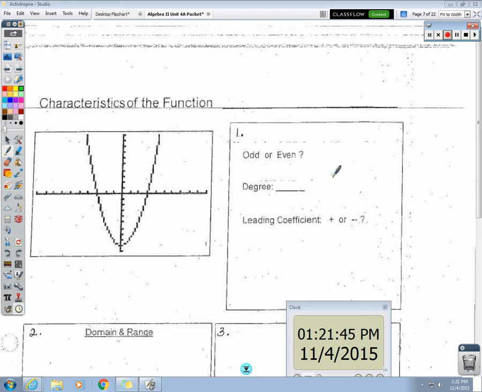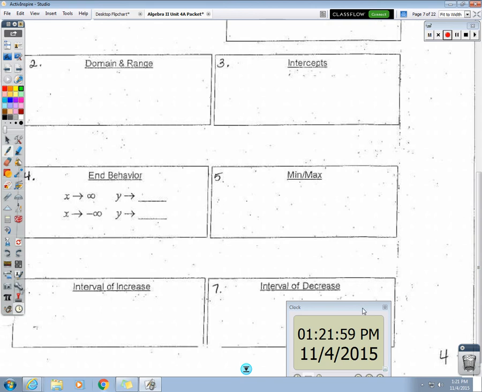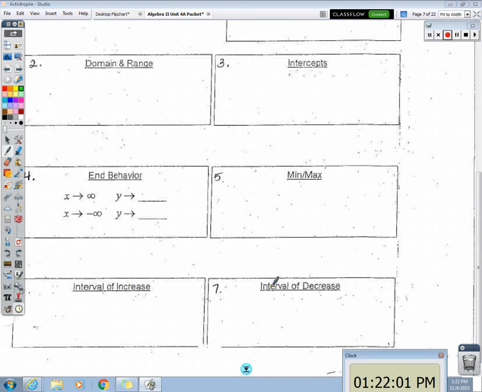So Monday we started this Unit 4 packet and we learned how to look at a graph and determine where it increases and decreases. So we're going to start today by reviewing that. Because see at the bottom of this page, you're going to have to put the interval of increase and interval of decrease. So let's start there.